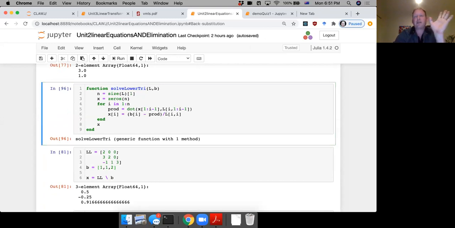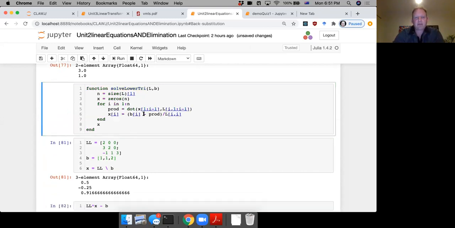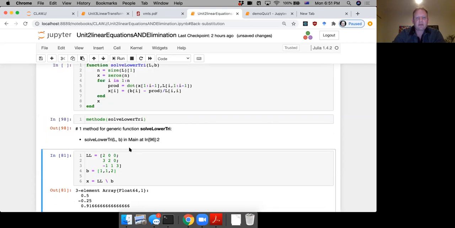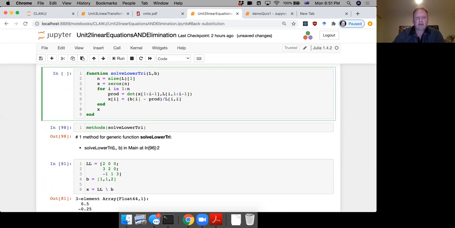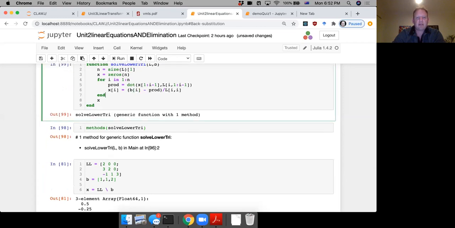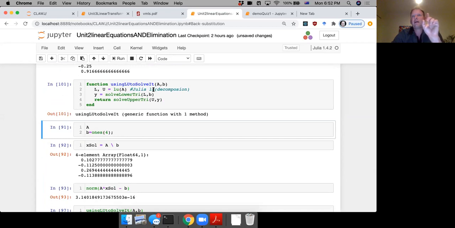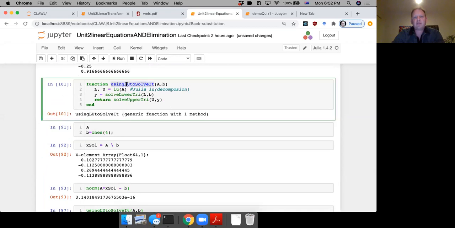So now, okay, now we're leaving linear algebra, so I can take a break in a second. Oops, no, that's not what I want to do. So if we do methods solve lower try, I guess there's two of them maybe. No, so I'm not sure. I have no idea why it did not recompile this function. So shift enter on this. And, oh, okay. So this was saved and using LU to solve it.